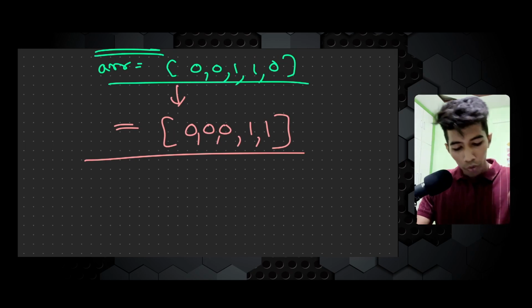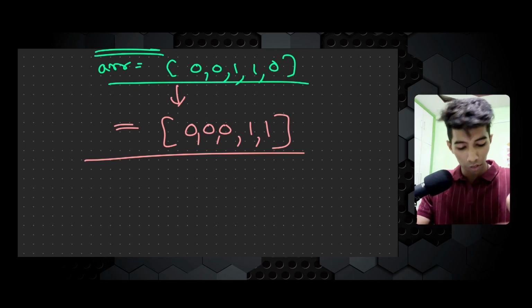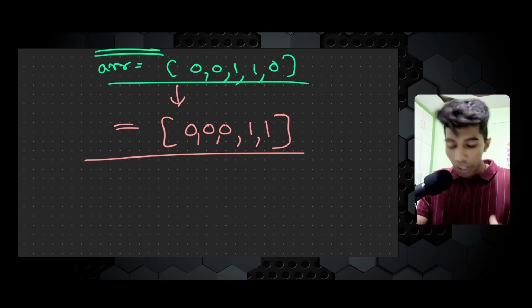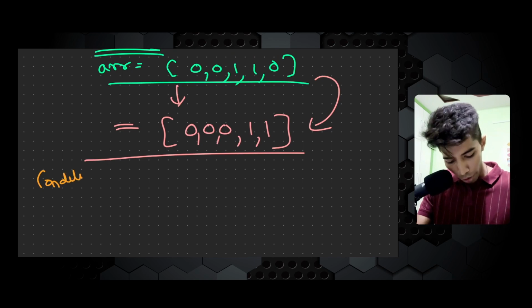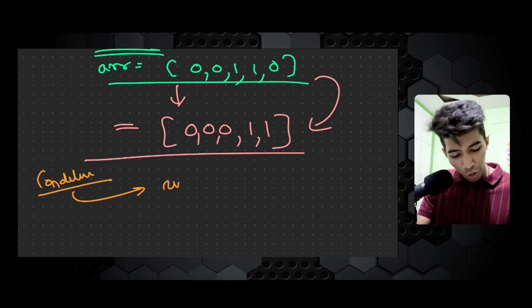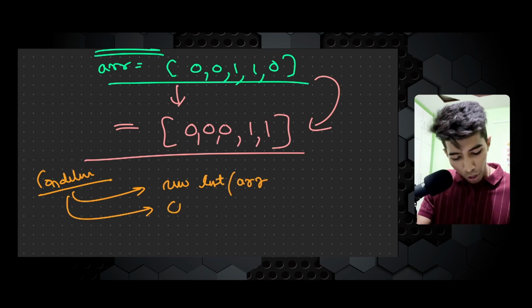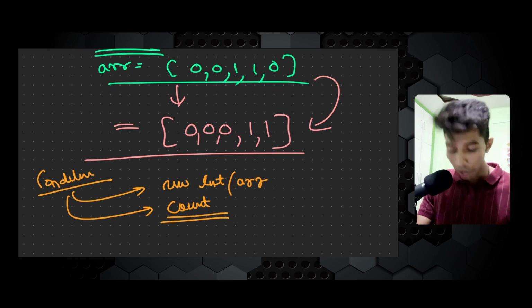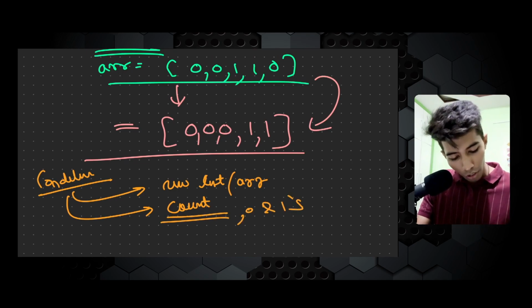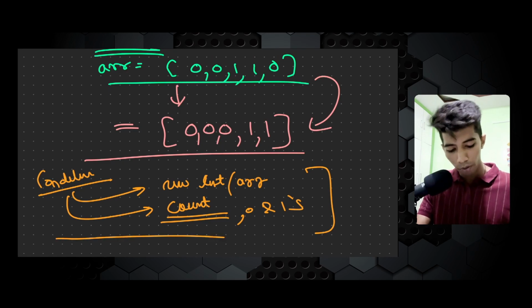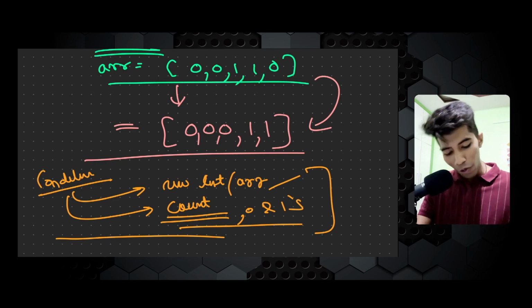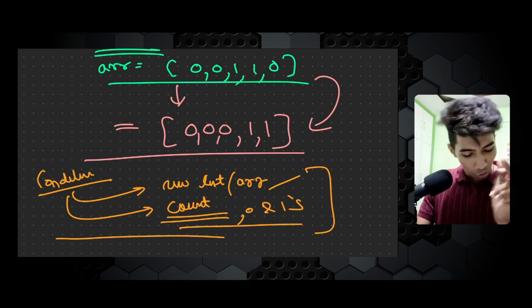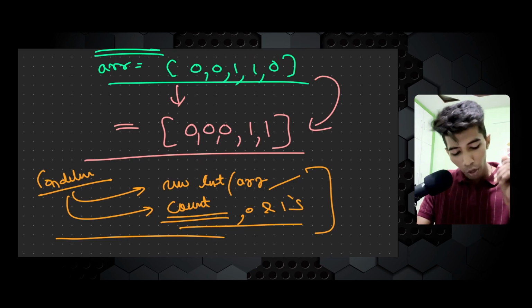Here is how this problem will be solved: segregate zeros and ones. Let's take an approach. You can take your time to solve this problem. The condition which I am giving you here is that you cannot create a new list or new array, and you cannot use count. You cannot count the number of zeros and ones. Without using these two, you have to solve this problem. I know you would count the values and create a new array from it. No, you can't do it like this. You have to do it without using these two things.